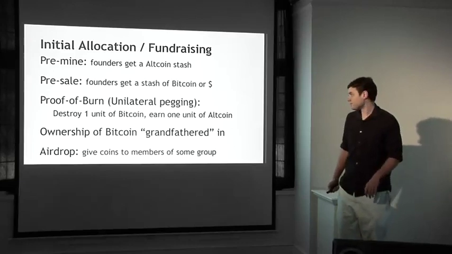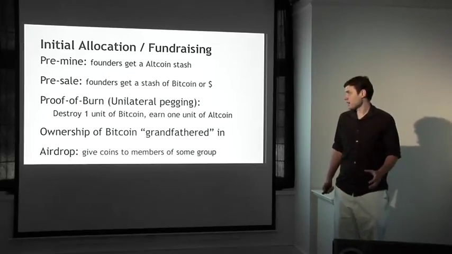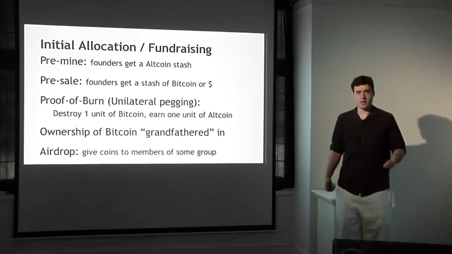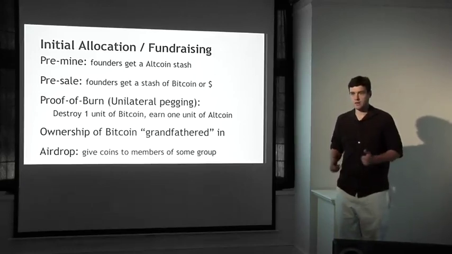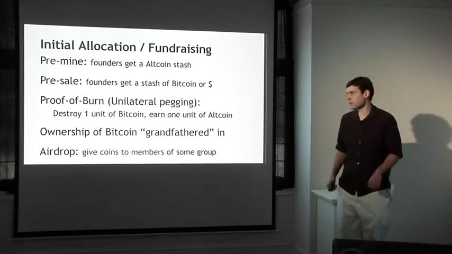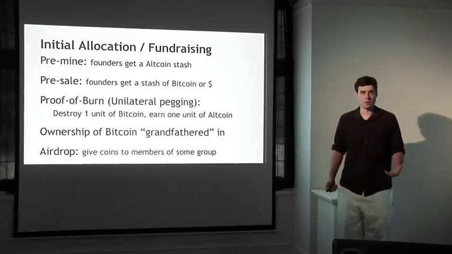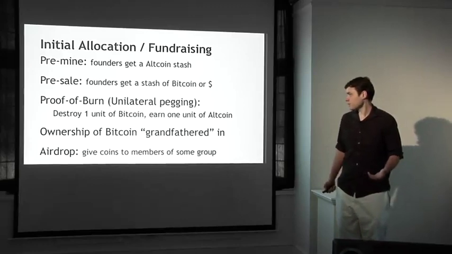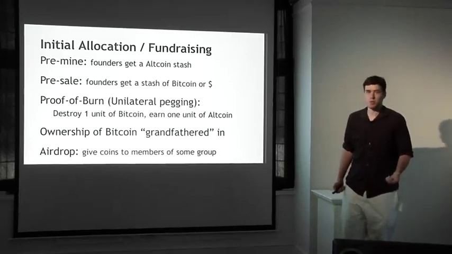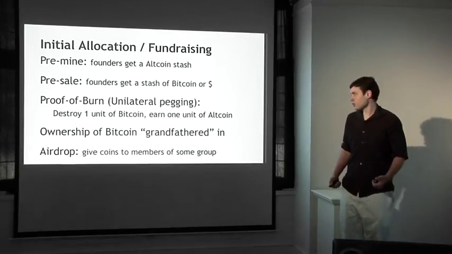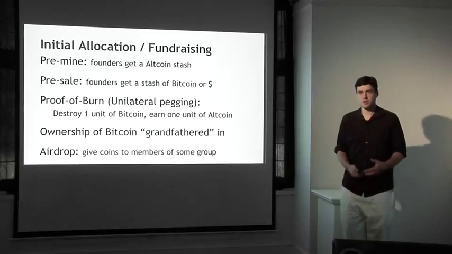On the other hand, there's no way to recover the Bitcoin in this case. It's actually destroyed. An alternative is to have Bitcoin ownership grandfathered in. In other words, if you had, say, taken a snapshot at a current date, and at that date you own 1 unit of Bitcoin, then at the time of this altcoin launch, you also own 1 unit of the altcoin. In this case, the original Bitcoin doesn't have to be destroyed. And the final mechanism is called an airdrop, which is if the altcoin is targeted at some kind of community or group, then an initial allocation of coins is simply distributed to members of this group.